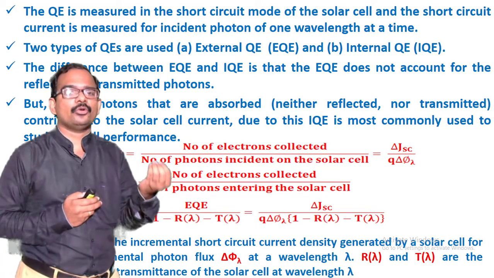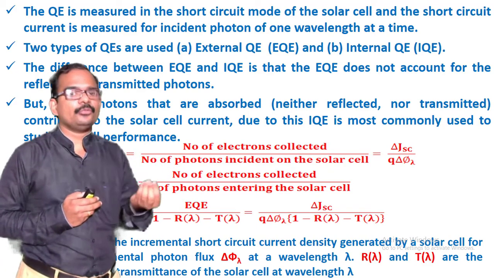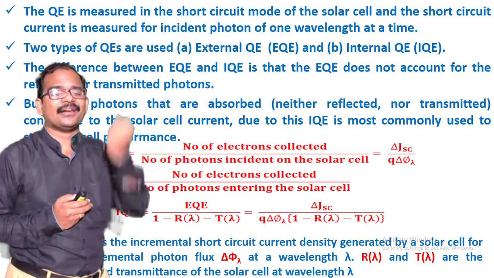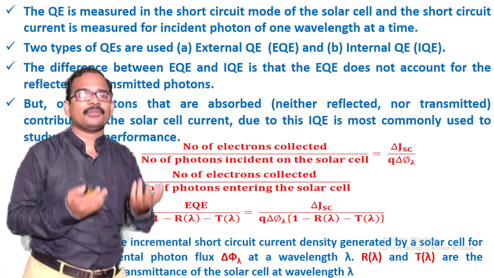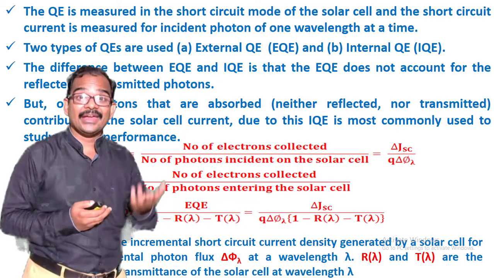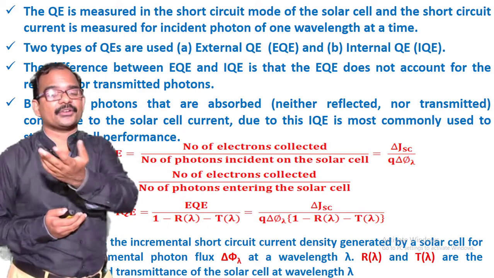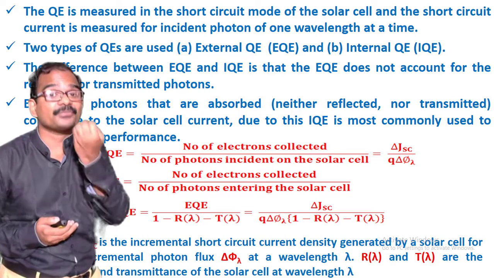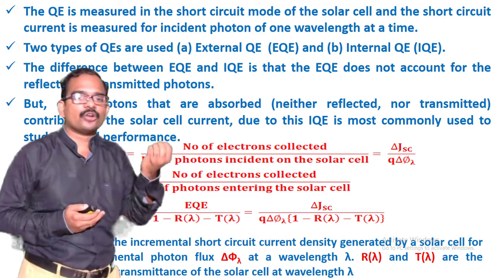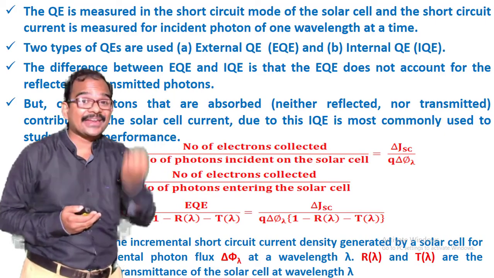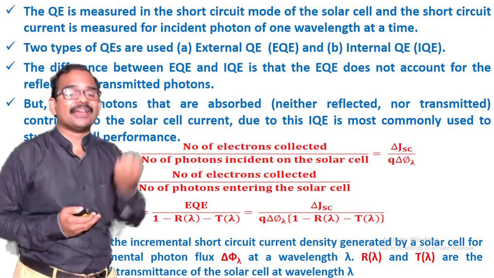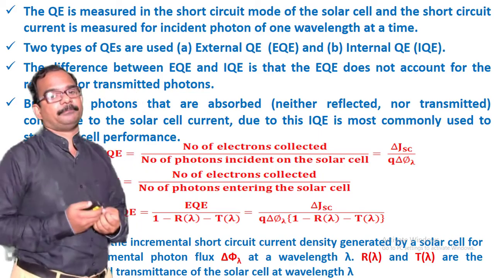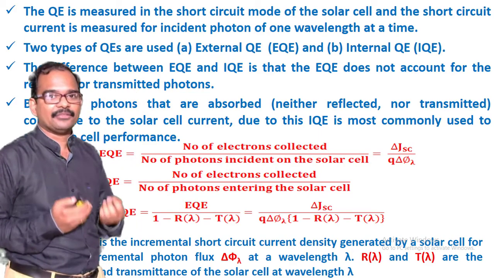Let's assume that there are no recombinations. Then these 8 photons will contribute to 8 electrons. And what is the quantum efficiency now? 8 by 8 into 100, that is 100%, which is called the internal quantum efficiency, not the external quantum efficiency. The external quantum efficiency will be 8 by 10, that is 80%, whereas the internal quantum efficiency will be 8 by 8, that is 100%. You understand now the main difference?